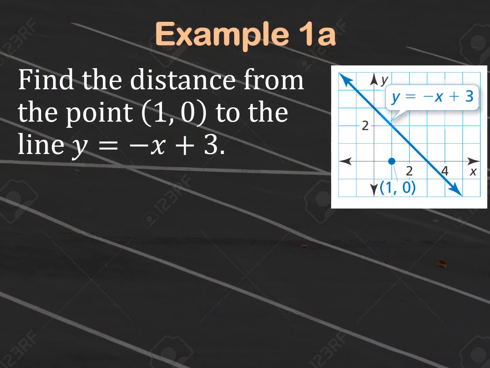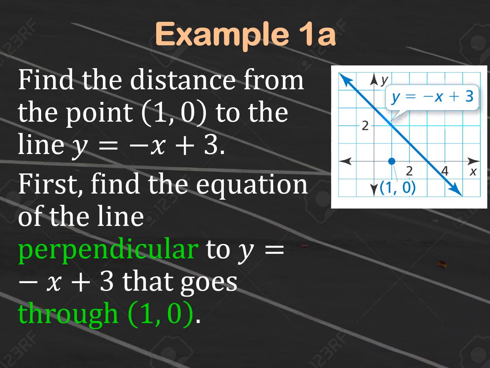So we're going to look at example 1a. Find the distance from the point (1, 0) to the line y = -x + 3. So the first thing you're going to have to do is find the equation of the line perpendicular to the given line y = -x + 3. So that's the starting point. You want to find the equation of that line perpendicular to y = -x + 3 that goes through (1, 0).